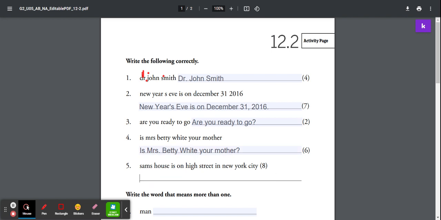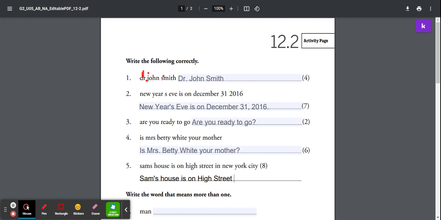Next, I have 8. Sam's house. So it starts with a capital letter. Sam. The house belongs to Sam. So I need an apostrophe, not colons, apostrophe S to show possession, that he owns the house. All right, house. So that's 2. Is on High Street, the name of a street. So that's a proper noun. Sam is a proper noun. So capitalize the H, I-G-H. So that's 1, 2, 3. Capitalize Street because it goes with High.